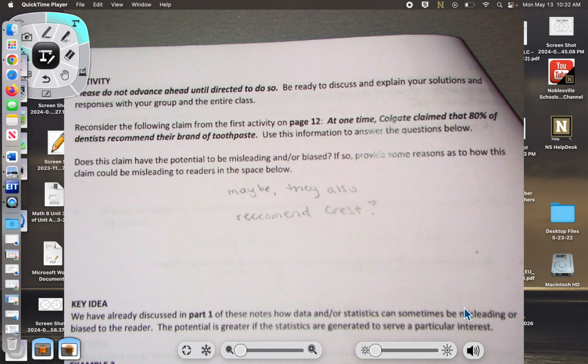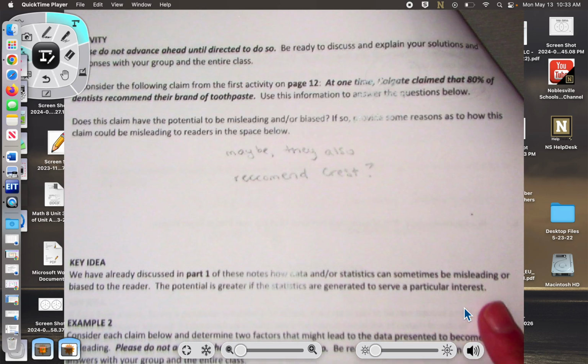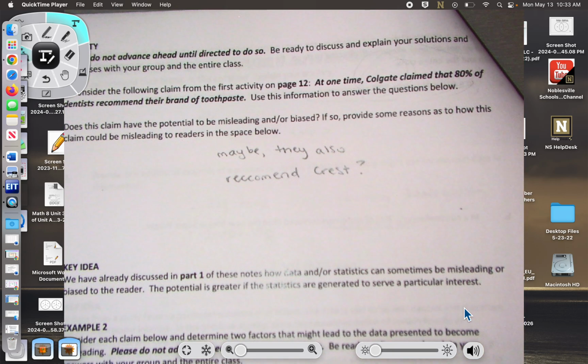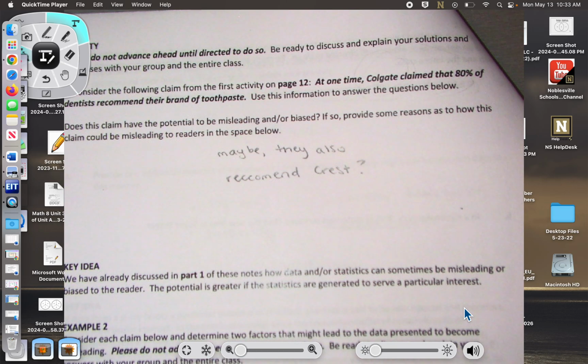Now, if it's the American Dental Association putting out a statement, hey, we think this is the best toothpaste, well, then that's not biased, right? That's going to be neutral. That's going to be their actual opinions, and they don't benefit from that. Dentists don't benefit from which toothpaste we buy. They can tell us which ones they think are great, but they're not going to make money based on which toothpaste we buy from the store.